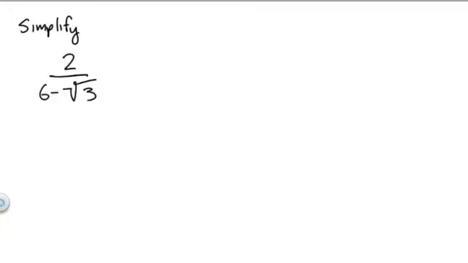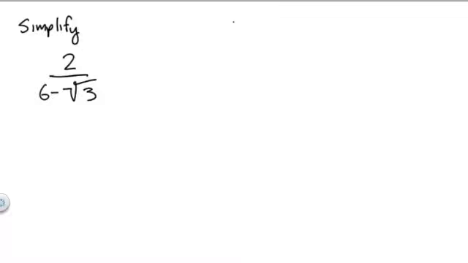Okay, here we're going to do our last problem, which is asking us to simplify 2 over 6 minus square root of 3. Now for this one, we're still going to use rationalizing the denominator. However, we're going to use a different kind of rationalizing the denominator, and we're going to use something called conjugates to rationalize the denominator.